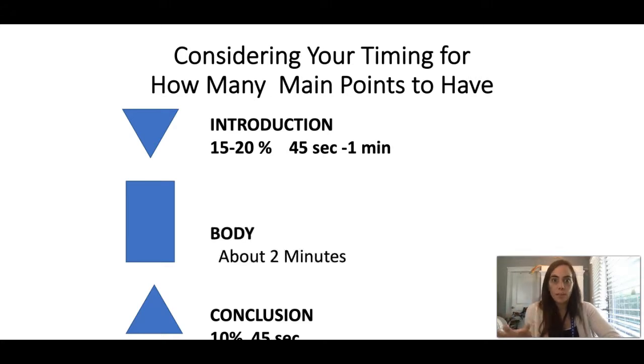Then, in looking at those time breakdowns, it gives us some information about our body. How much time do we have to spend? If we're spending about 1 minute in the introduction and 1 minute in the conclusion, that only gives us about 1 minute, if you will, or 2 minutes in that body paragraph. So we want to start to balance that 2 to 3 minutes of time however we can.